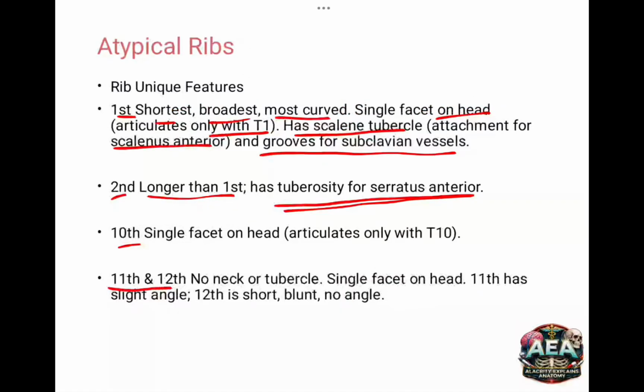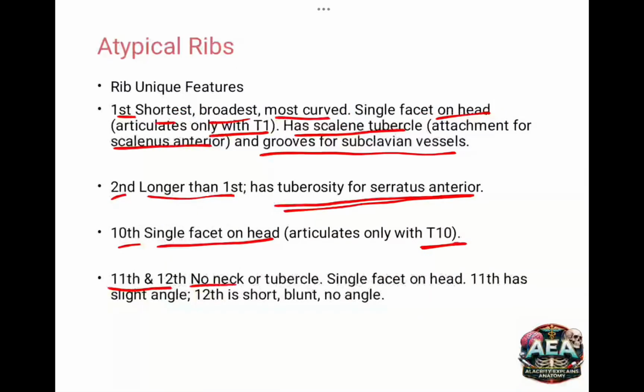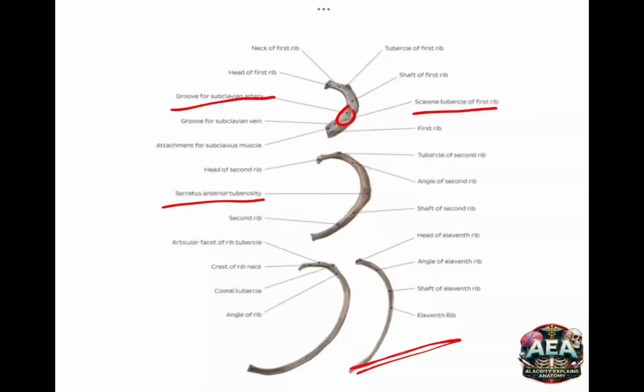For the 10th rib, it has a single facet on its head which attaches only to the 10th thoracic vertebrae, while the 11th and 12th ribs, they look alike. They have no neck and no tubercle, and they also have a single facet on the head, while the 11th has a slight angle. The 12th rib does not have an angle at all. That's the difference between the 11th and the 12th rib.